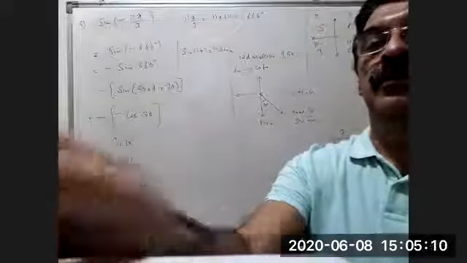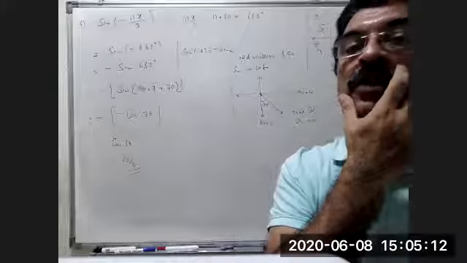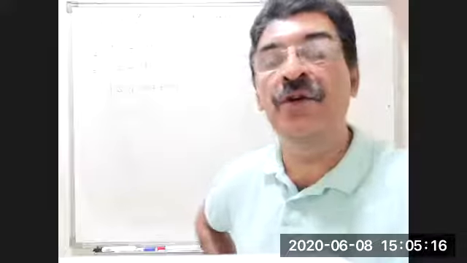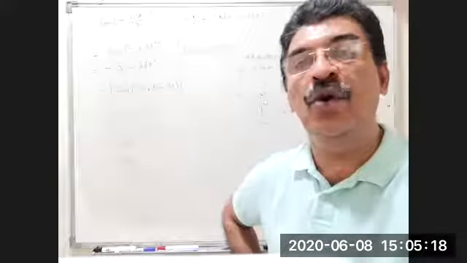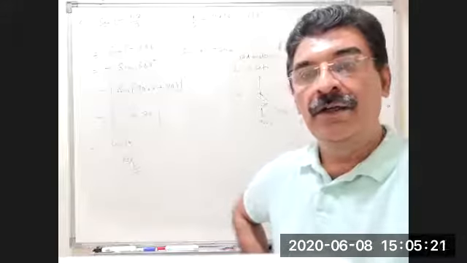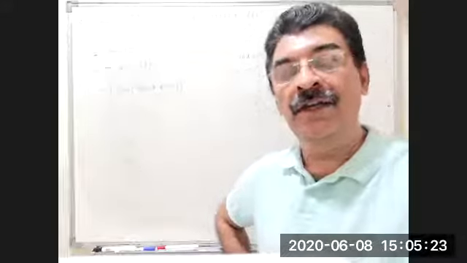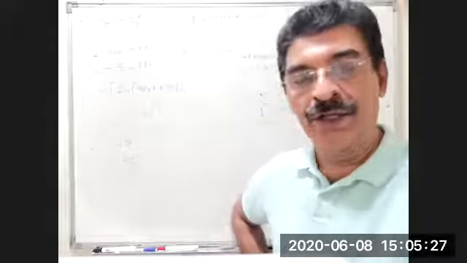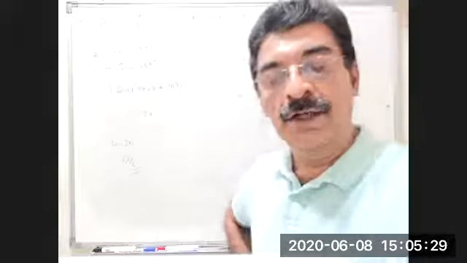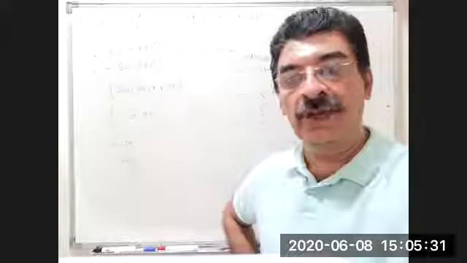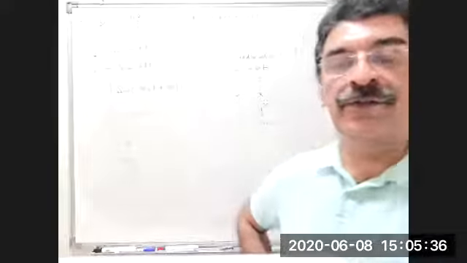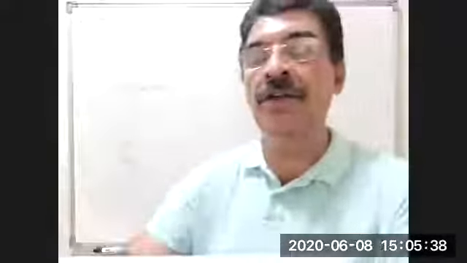Any doubts? Co-functions: how do you write the co-function of sine? Cosine. Cosecant is the co-function of secant. Co-function of sine is cosine. Sine, cos. Tan, cot. Sec, cosec.